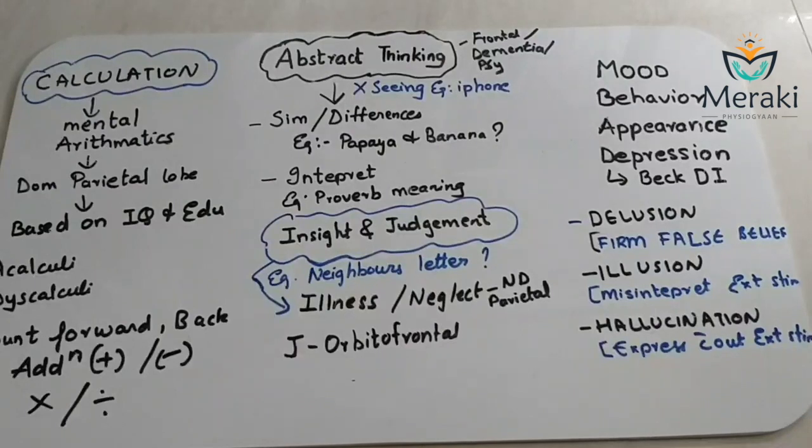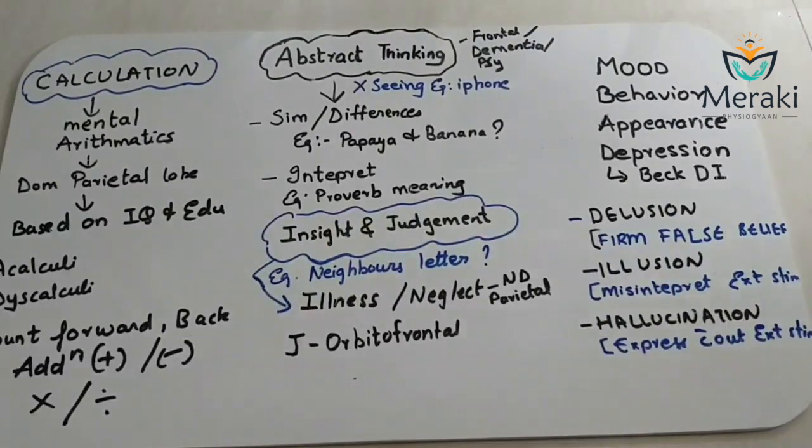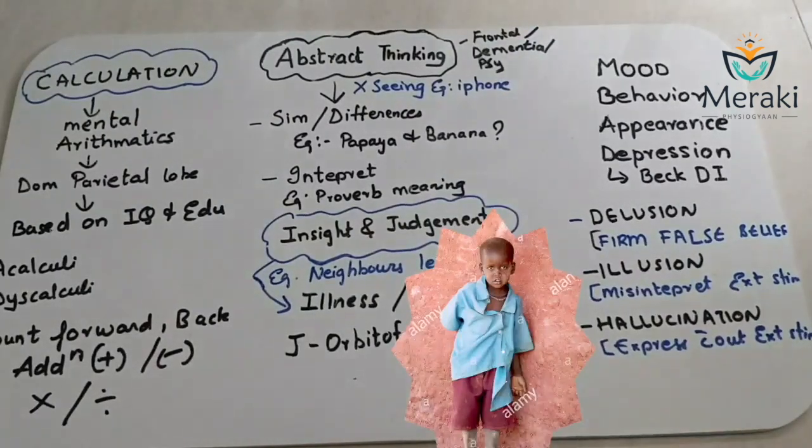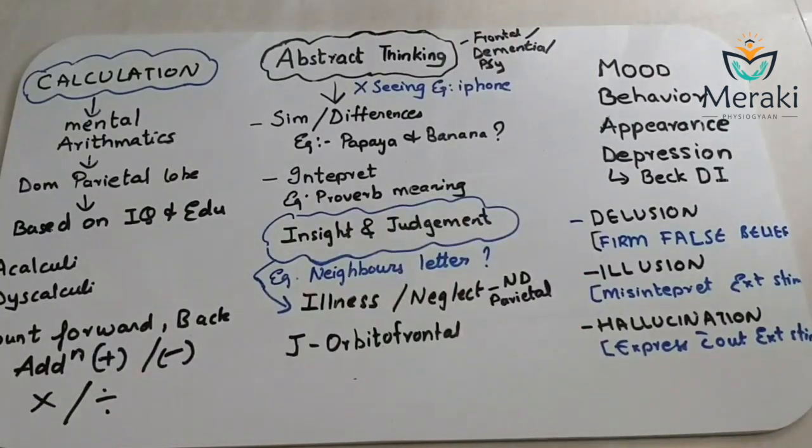In appearance, we see how neat or unkempt they are. Just by observing, we'll come to know if their buttons are up and down, or if they have shaved only one side. This would give us a lot of information if there is any neglect or apraxia.